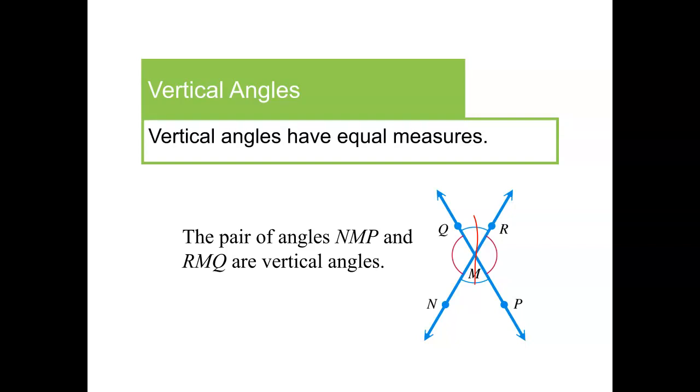So if I know the measure of angle QMR, I automatically know the measure of NMP. I also know the other two angles through supplementary relationships, because notice when we have two lines intersecting, if we look at one side, this line is a straight angle. So these two angles together are supplementary. As long as we know the measure of one angle on the intersection, we can find all of the angles using vertical angles and supplementary relationships.